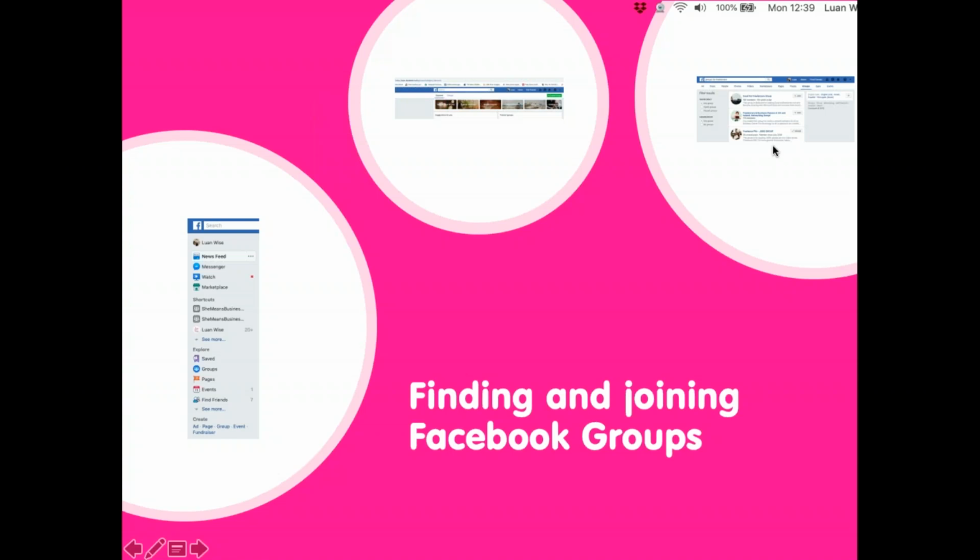Depending on the group settings, you may have to wait for the group admin to approve your request. When you are joining a group, other people may be able to see that you're a member of it, depending again on the group's privacy settings.